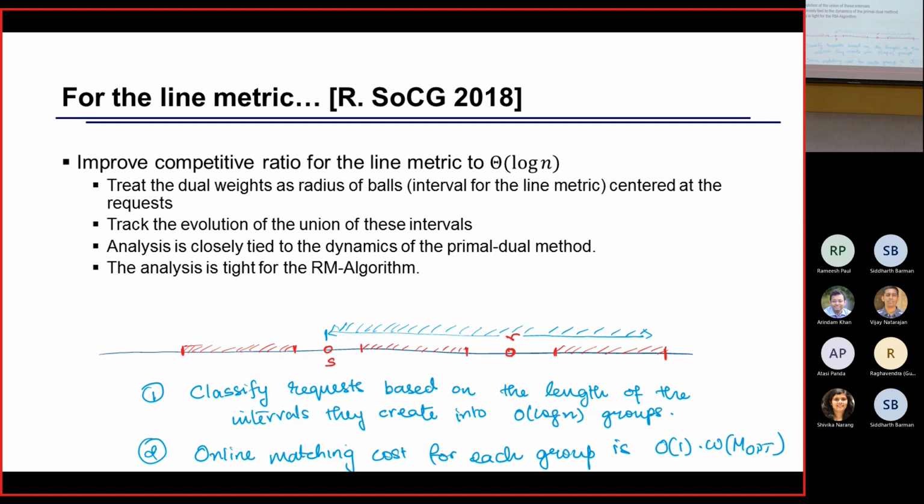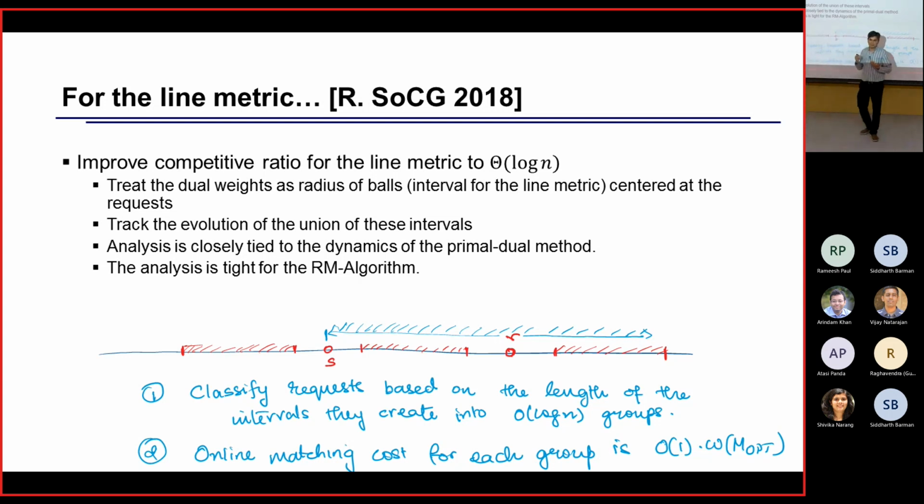We basically proved that the competitive ratio of this algorithm on a line is log n, and it's tight. There is an instance where this algorithm will give you exactly log n. Right? So for this algorithm, log n is tight. The way we did that was interesting.